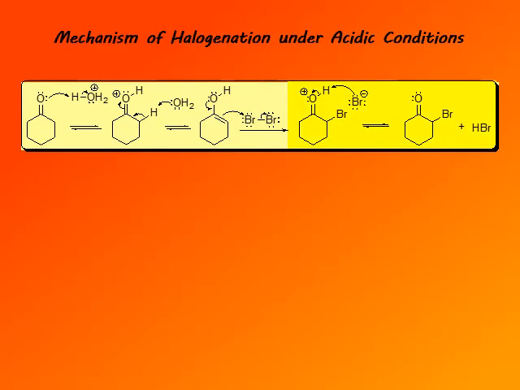The result is formation of an oxonium ion, and that oxonium ion is deprotonated by the bromide anion that was just released in the previous step, and that gives the final products. The desired organic product is 2-bromocyclohexanone, and the byproduct is a molecule of hydrogen bromide. So the reaction stops here because 2-bromocyclohexanone is unreactive and won't react any further.